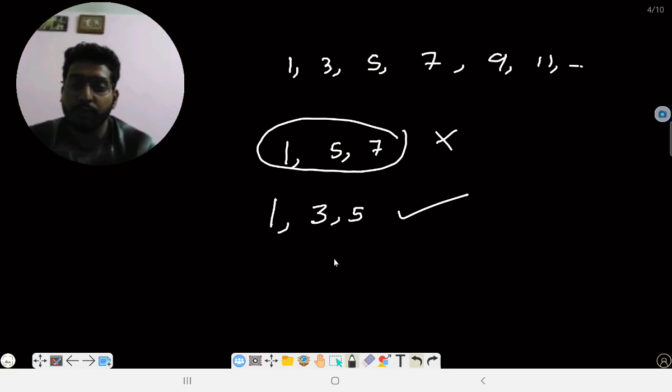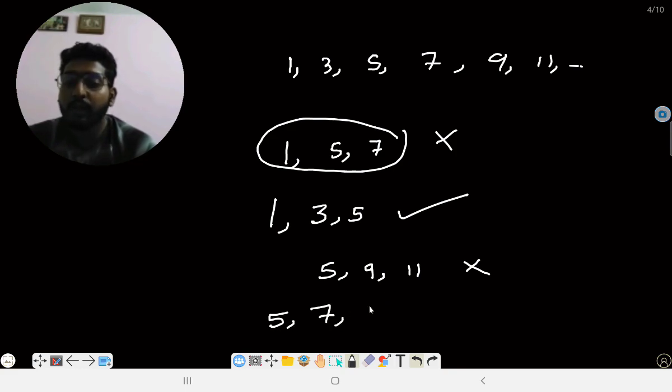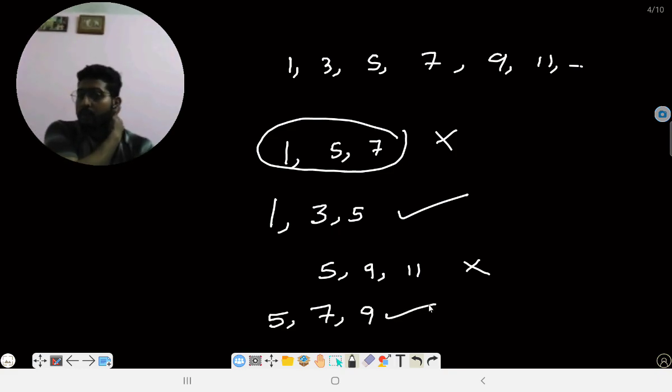Suppose 5, 9, 11, is this consecutive? No, this is not consecutive, because after 5 the odd number is 7, then it comes 9. So those are called consecutive odd numbers, next to next. So these terms are called the consecutive odd numbers.